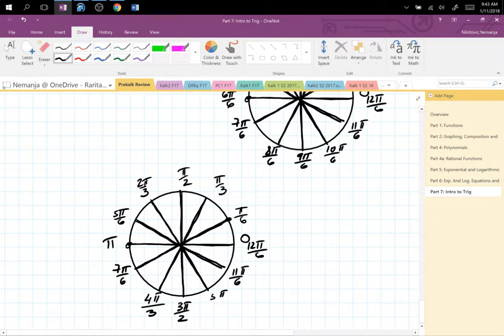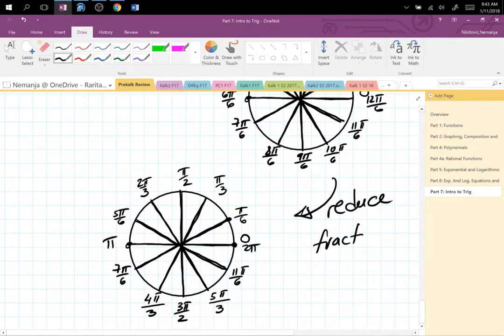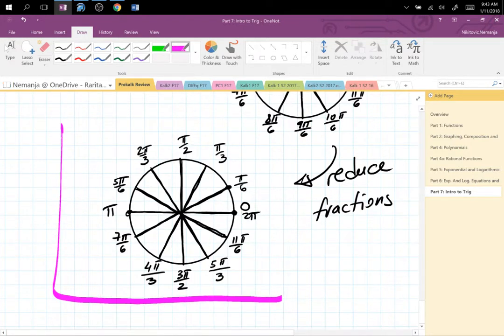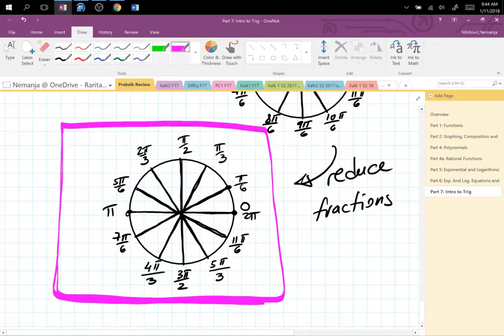5 pi over 3. 11 pi over 6. And finally, at 0, we get 2 pi. So 0 and 2 pi share the same location. Reduce fractions. So this is the one that you are studying and learning.